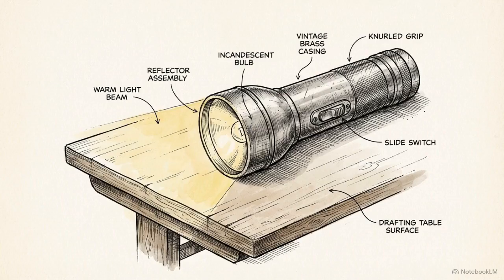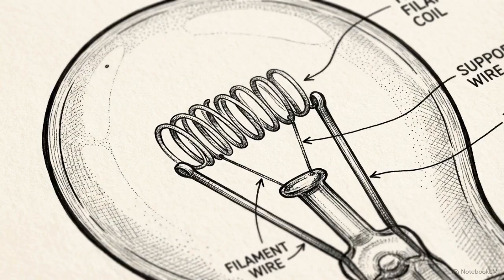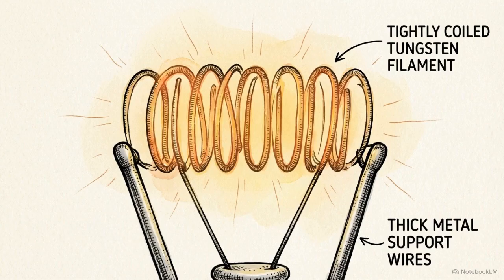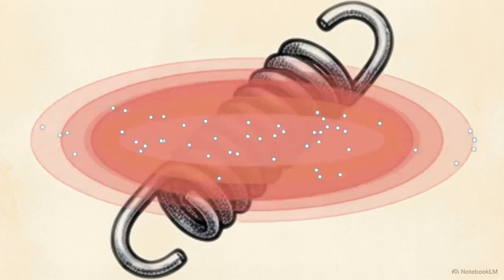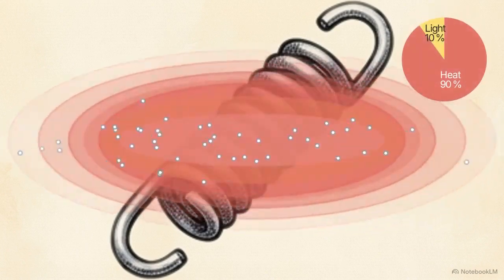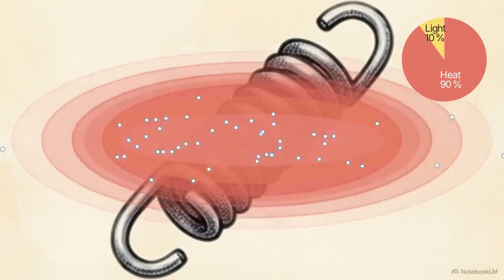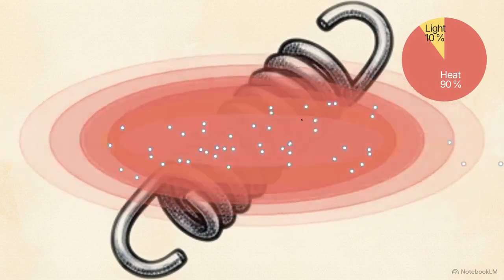For over a century, flashlights relied on incandescent bulbs. Inside the glass dome of these traditional bulbs is a delicate, tightly coiled wire called a filament, usually made of tungsten to withstand high temperatures. As electrons are forced through this incredibly narrow tungsten wire, they generate massive physical friction. This produces intense heat, but it is highly inefficient. Most energy becomes heat rather than light.